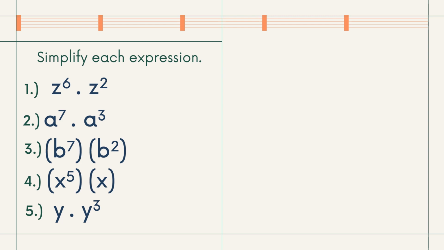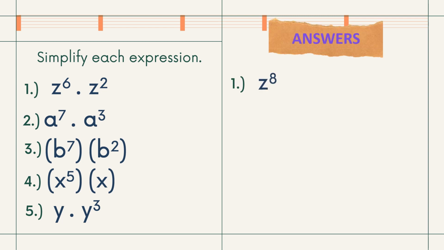Alright, are you done? Okay, let's check your answer. What is your answer for number 1? Okay, that's right. The correct answer is z to the 8th power. So we're going to add 6 plus 2. And the answer is equal to 8. Then copy the same base, which is z.